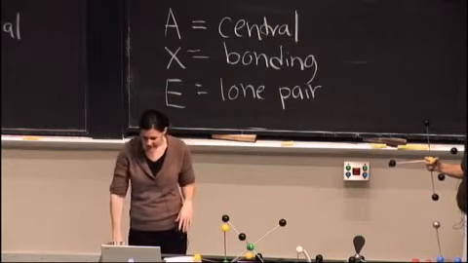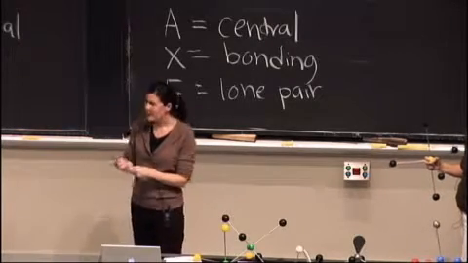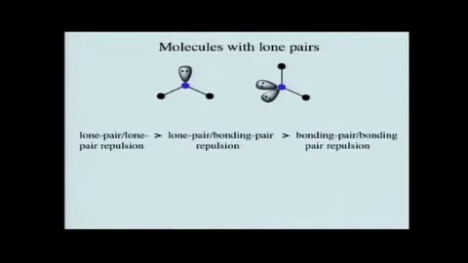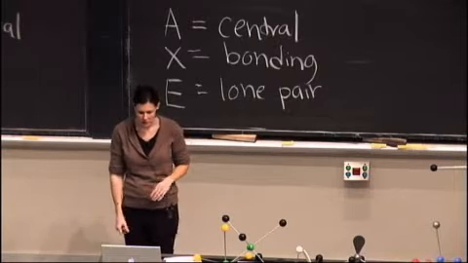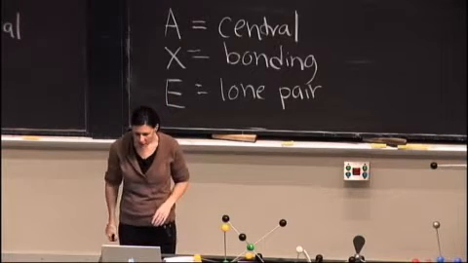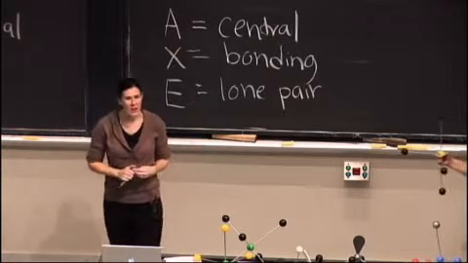So let's think a second about the order that this will be in. The biggest repulsion we would feel is if we have two different lone pairs. They're going to have the most repulsion. In the middle is a lone pair with a bonding pair. And then the least repulsion is going to be between two bonds, or two bonding pairs of electrons. So let's look at an example of where this comes up.